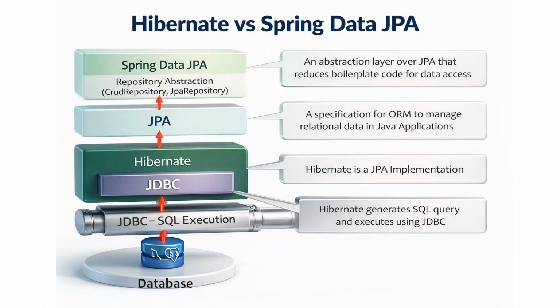See here, whenever we perform any database operation, Spring Data JPA delegates the operation to JPA. That means Spring Data JPA does not talk to the database directly. Here, JPA stands for Java Persistence API. JPA is the standard specification, not an implementation. JPA defines rules for ORM and persistence.